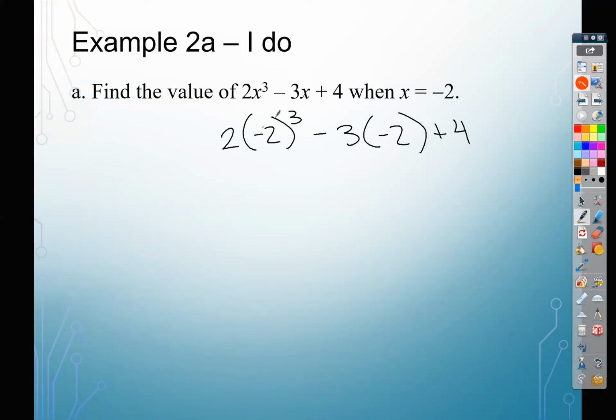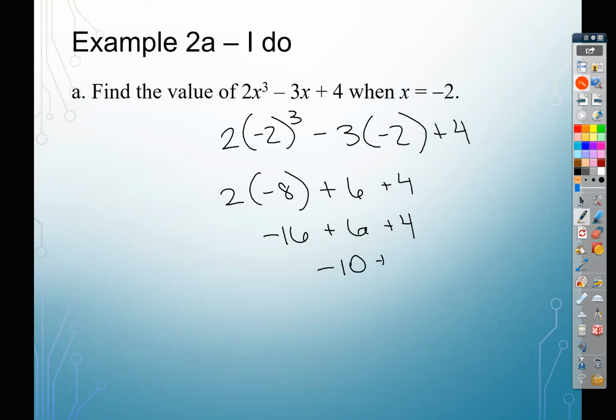Order of operations tells me to do exponents first. So negative 2 cubed is negative 8. Negative 3 times negative 2 is a positive 6. 2 times negative 8 is negative 16. Then from left to right, negative 16 plus 6 is negative 10, plus 4 is negative 6.